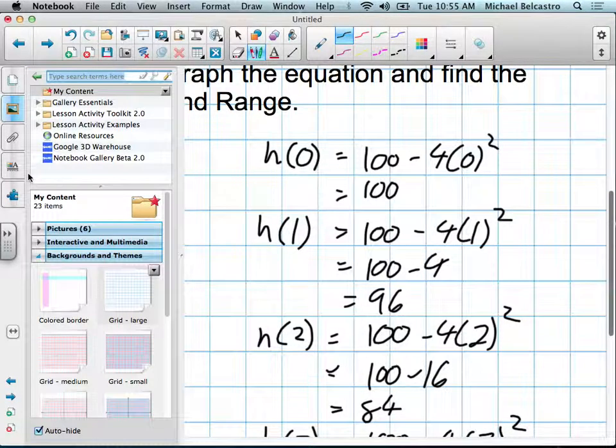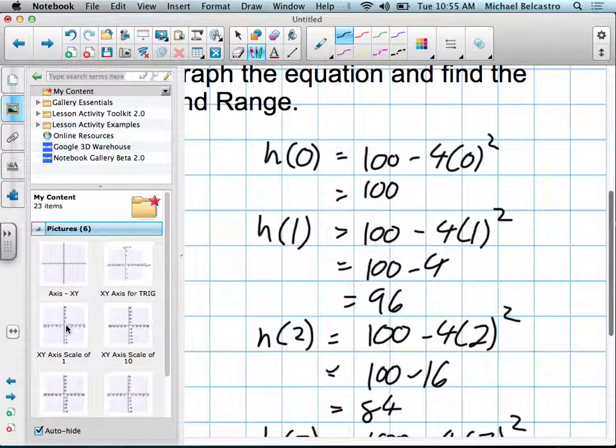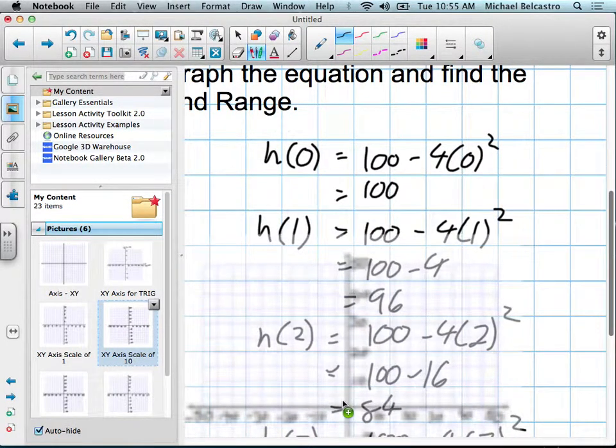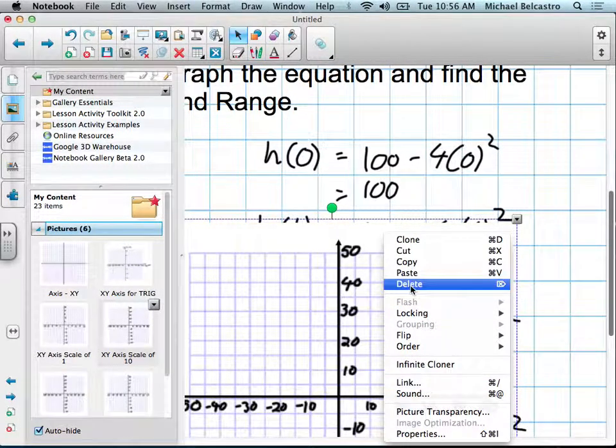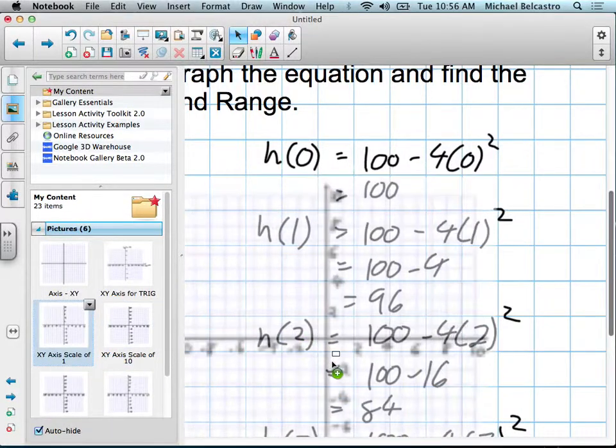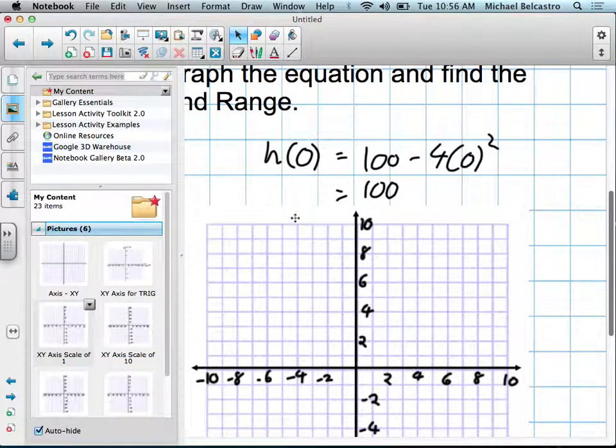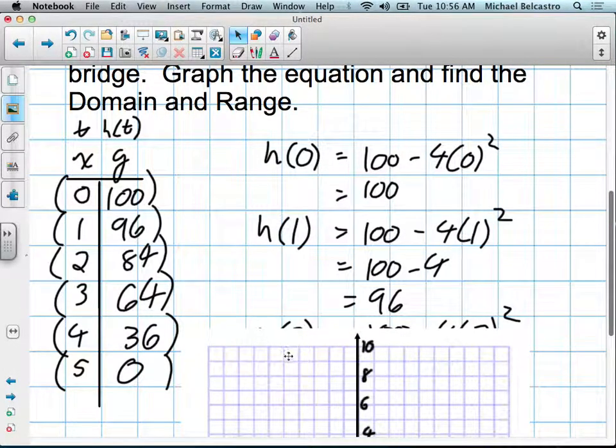So the next thing I need to do is bring up a graph here. Scale of 10s, perfect. Oh, not quite what I wanted. That's a scale of 5. Okay, I'll bring this one in. And I'll just add zeros to it.